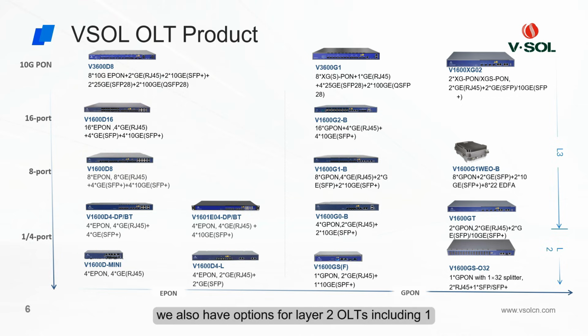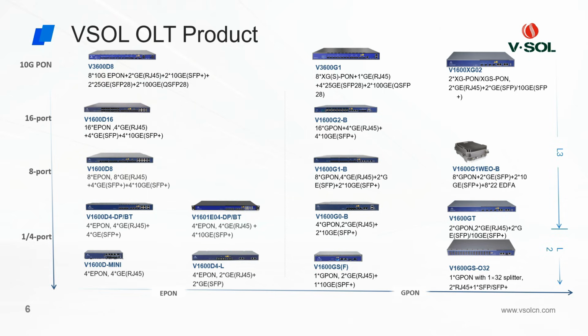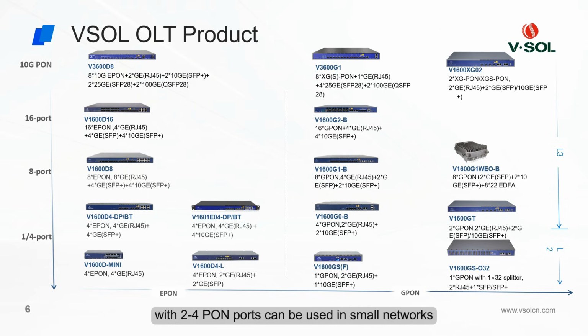In addition, we also have options for Layer 2 OLTs, including 1, 2, and 4-port OLTs, and a 1 PON port GPON OLT that can provide services to small hotels. It has built-in optical modules and does not require additional modules to be inserted. The EPON OLT with 2 to 4 PON ports can be used in small networks without routing functionality.